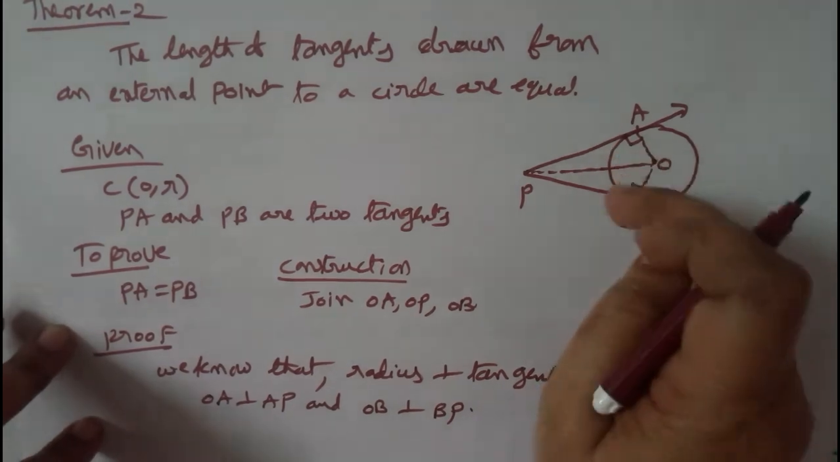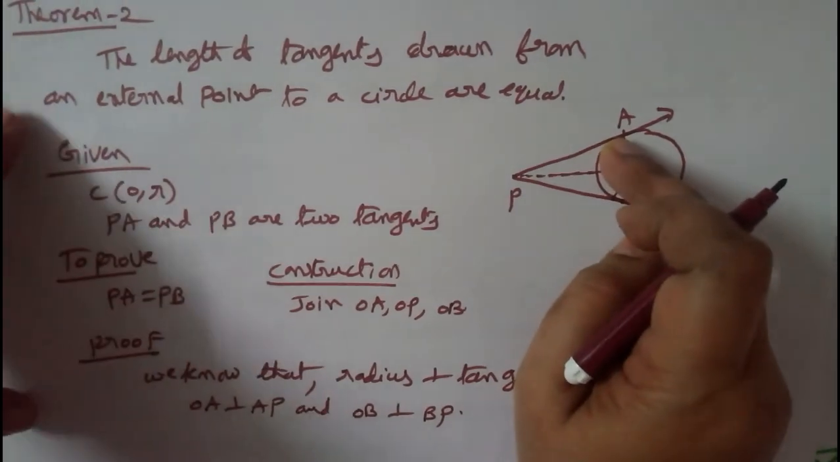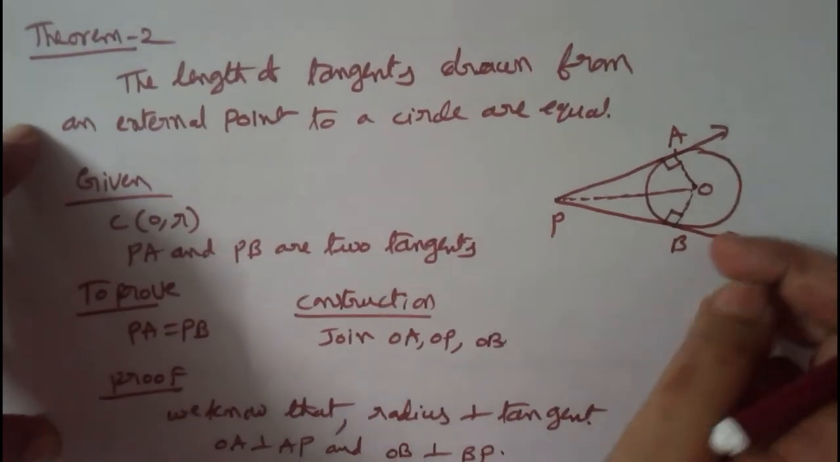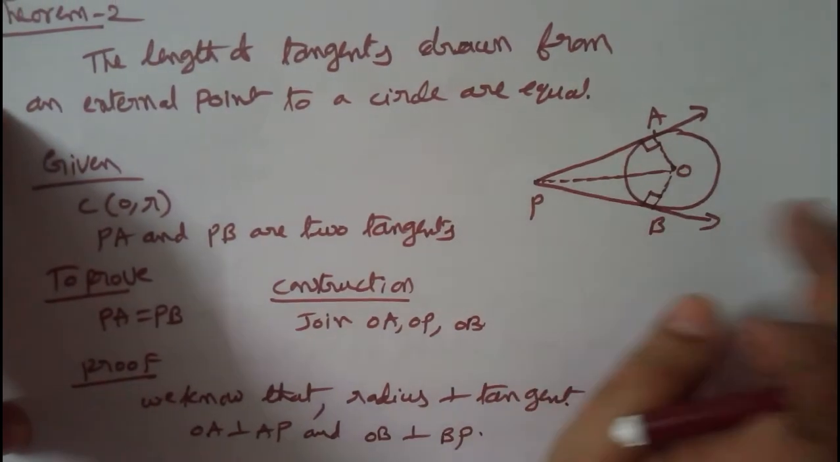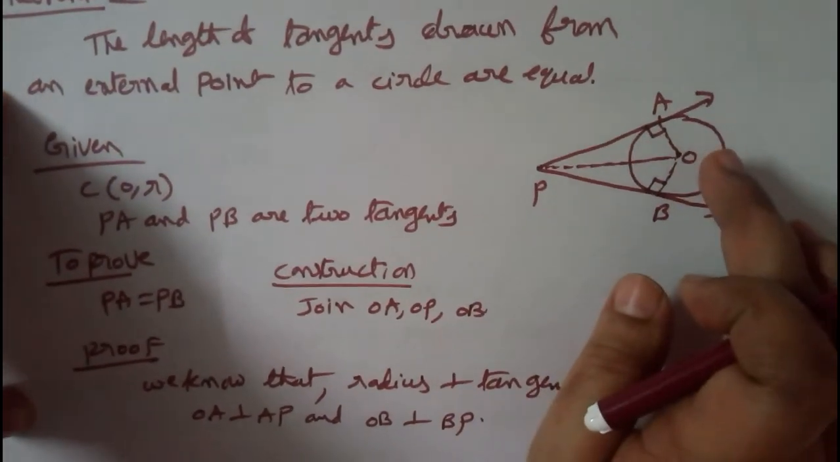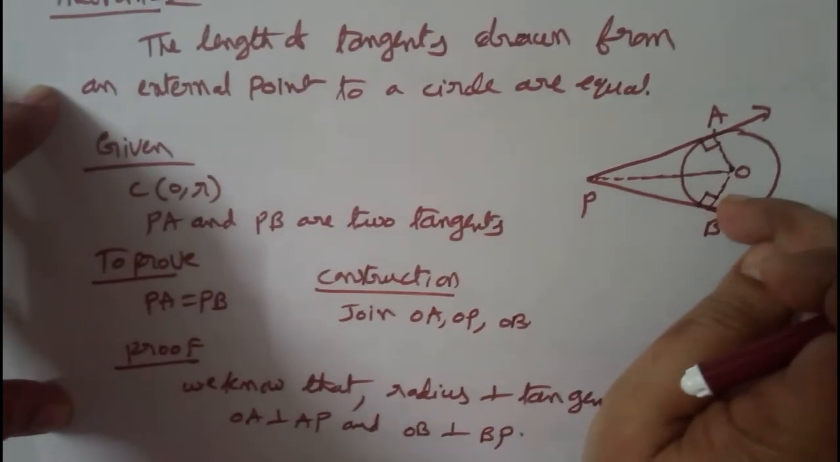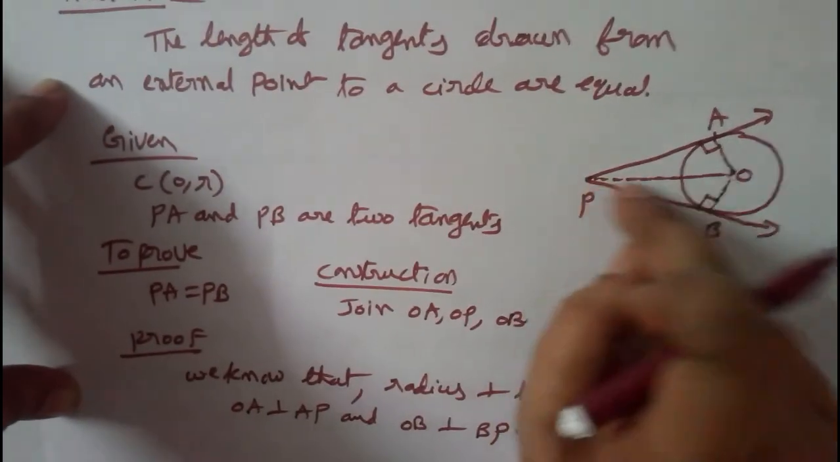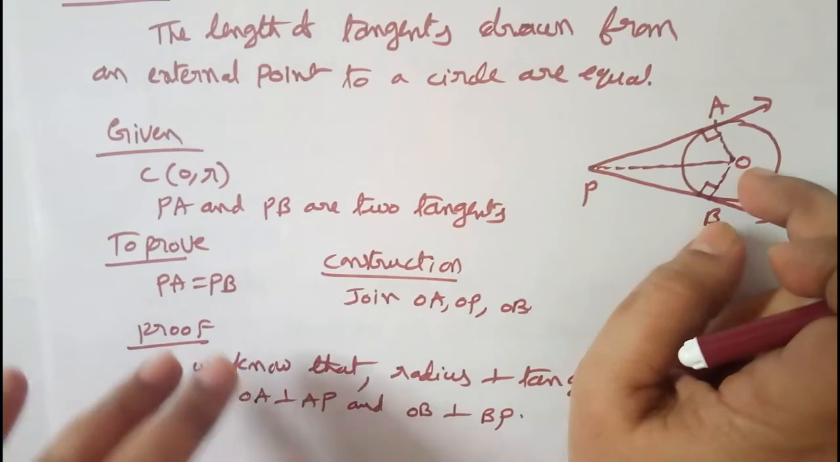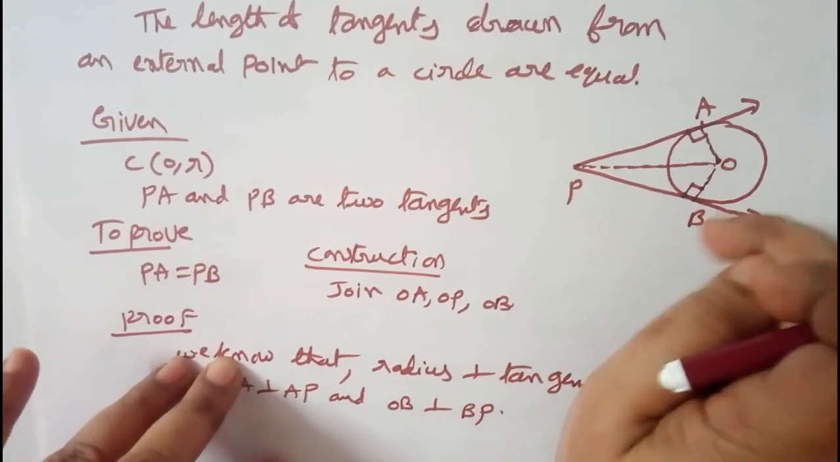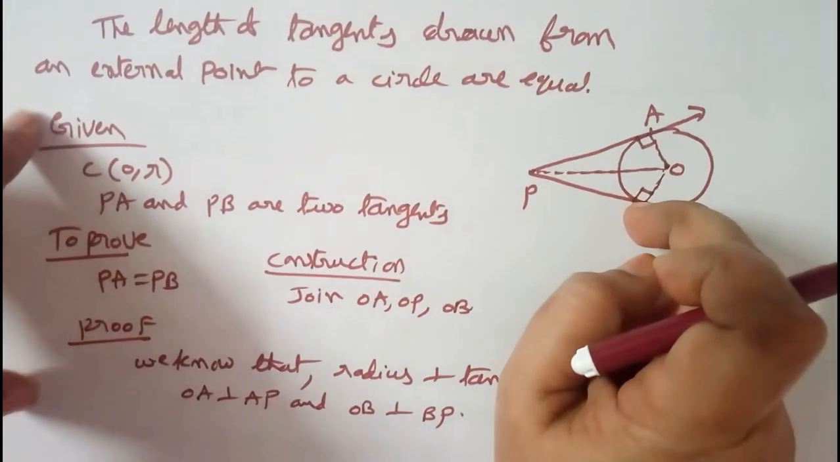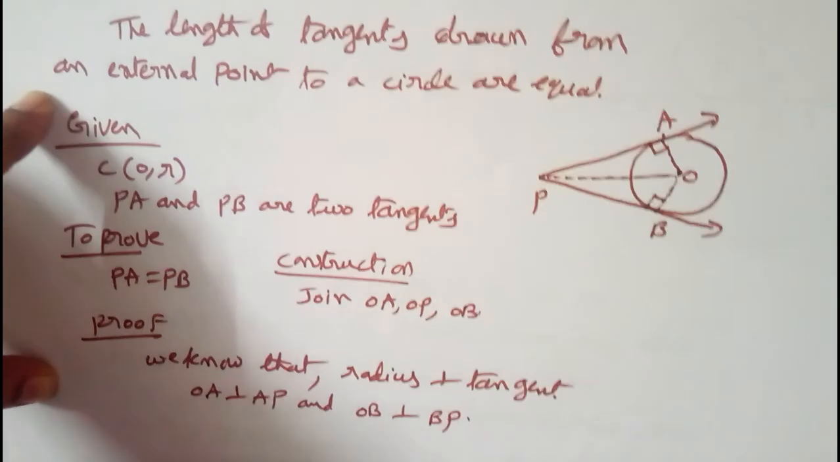Now prove that these two triangles are congruent. If you prove that these two triangles are congruent, we can take PA equal to PB. Then how to prove these two triangles are congruent? Here OA is equal to OB, radii of the same circle. OP is the common side. Angle OAP and angle OBP are each 90 degrees. By RHS, these two triangles are congruent.